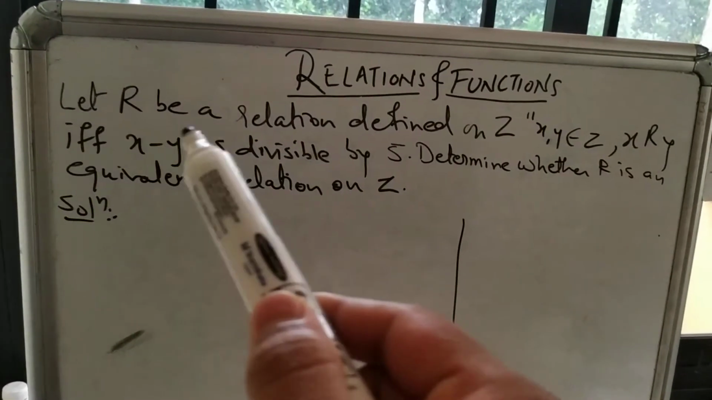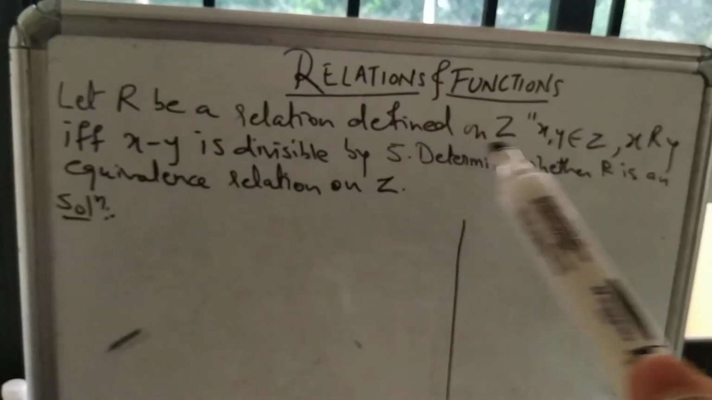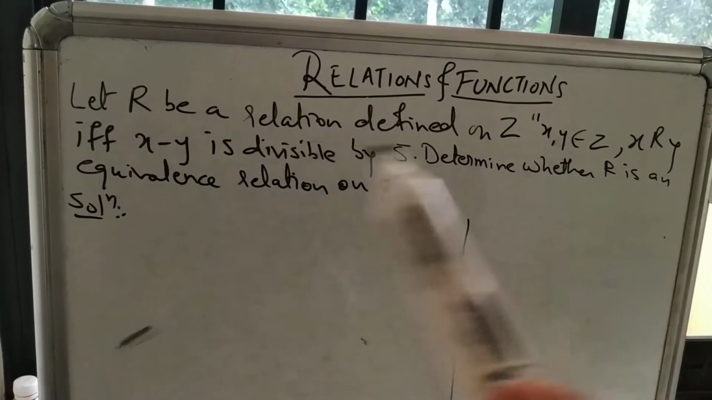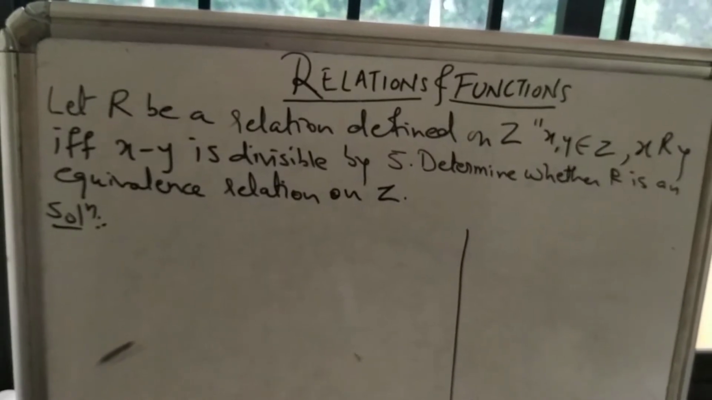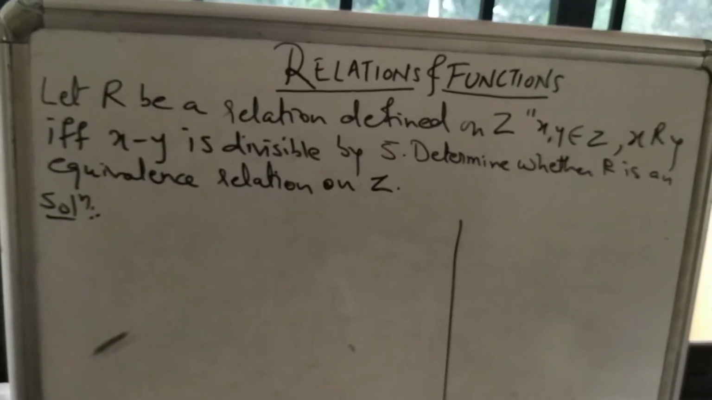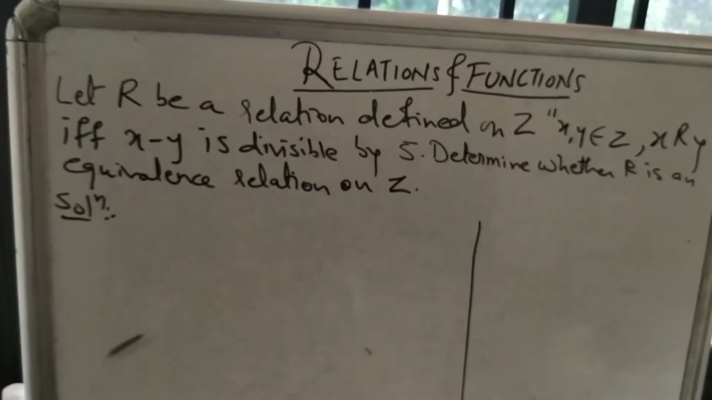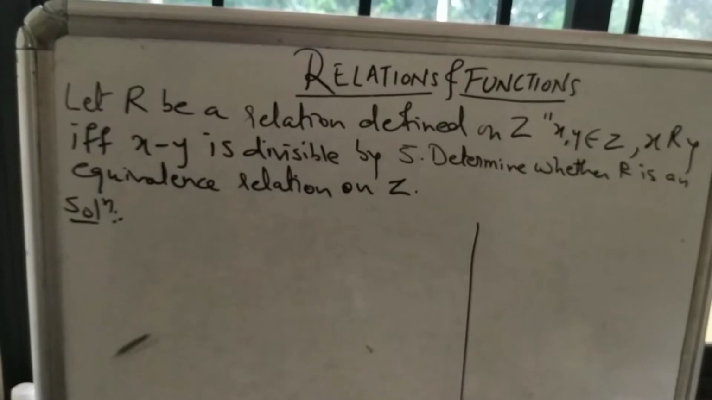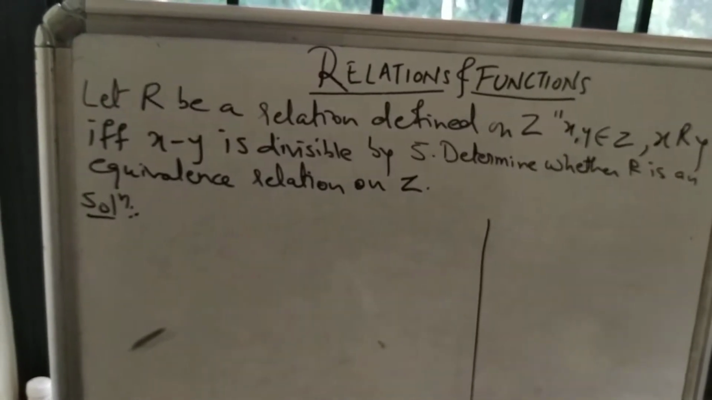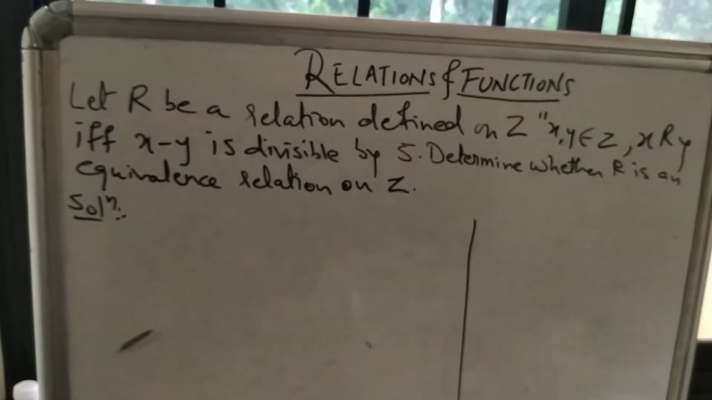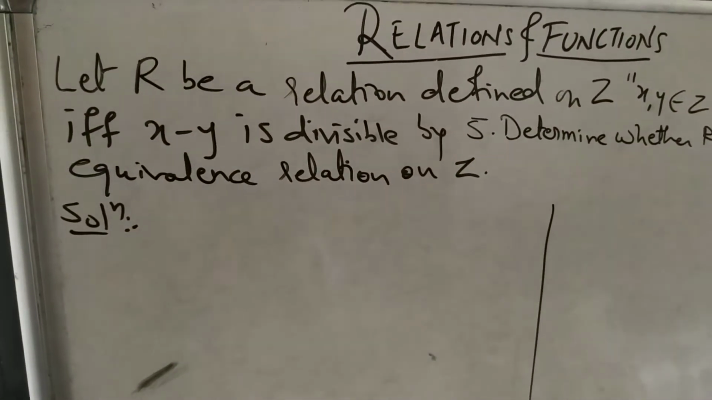So here the relation is defined on the set of integers, and R is defined as x related to y if and only if x minus y is divisible by 5. The question is to determine whether R is an equivalence relation on Z. To determine this, we have to check whether the relation is reflexive, symmetric, and transitive. If the relation is reflexive, symmetric, and transitive, we will say that the relation is an equivalence relation.